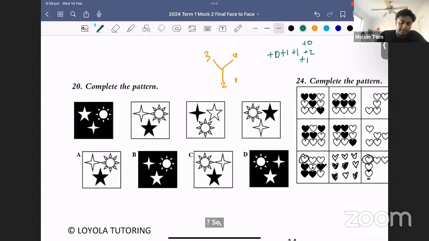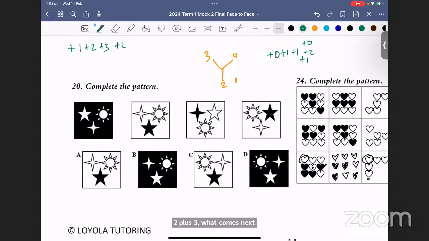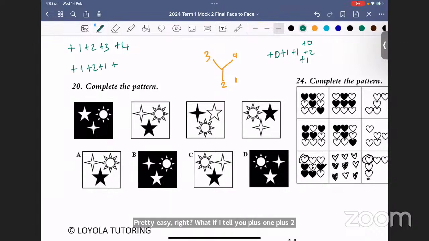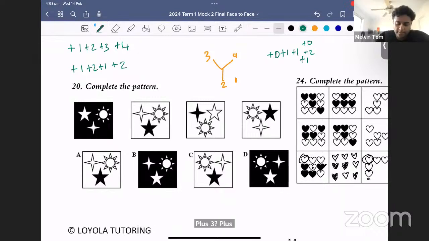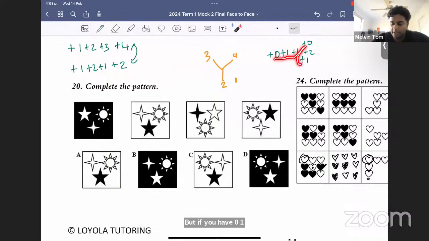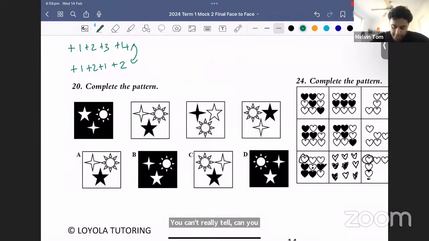So for example, Nataya, let me ask you this. If I give you plus 1, plus 2, plus 3, what comes next? Plus 4. Pretty easy, right? What if I tell you plus 1, plus 2, plus 1, what comes next? Plus 2. Good. So both of these are very simple, straightforward, logical patterns, right? But if you have 0, 1, 1, what comes next? Is it another 0? Is it another 1? Or is it a 2? You can't really tell, can you? No. So we know that the mapping rule doesn't make much sense.